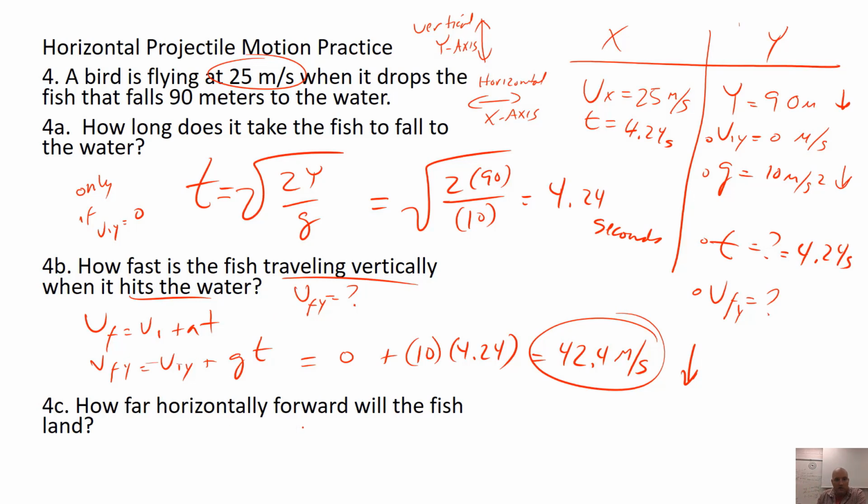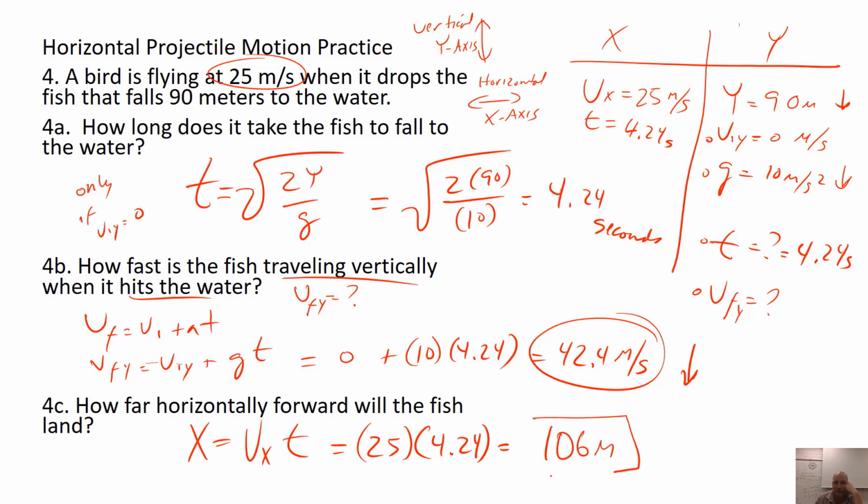And then how far horizontally forward would the fish land? We're going to use the equation that's on the projectile motion section of my equation sheet, x equals vx times t. It's derived from v equals x over t. And you just plug in your values. You're using the x velocity of 25, and the time of 4.24 seconds. When you do that, 25 times 4.24, you get a total x, or total displacement, of 106 meters. So that's your answer for this question right here.